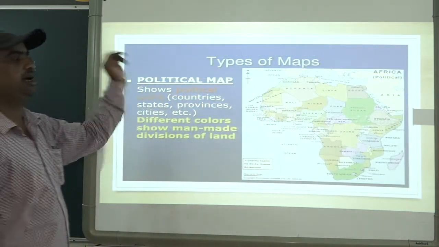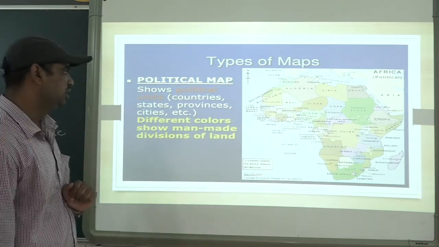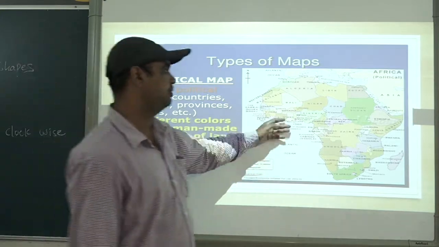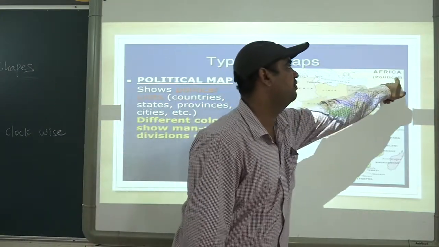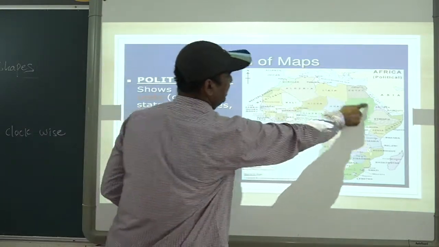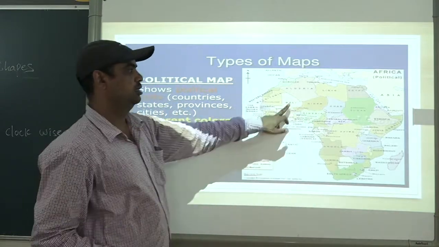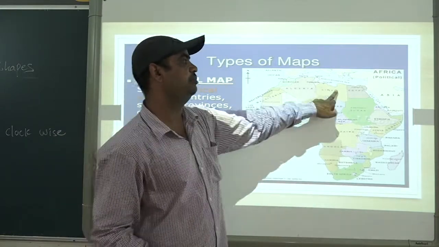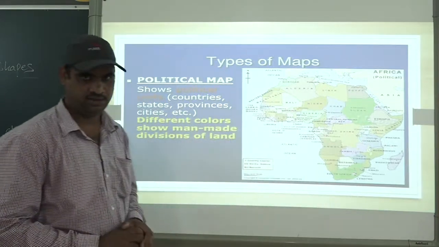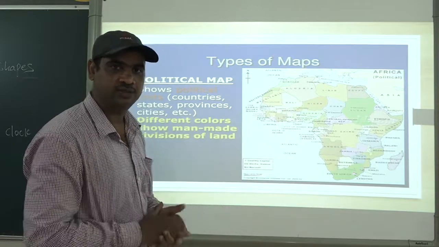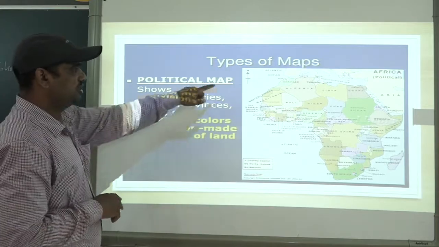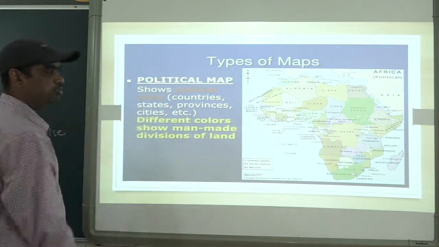Next is the political map. In a political map, what is shown? Countries. For example, this map. It is a map of Africa. That is a political map. How is it shown? These are the different countries: Mali, Algeria, Libya, Egypt. These are all countries. And this is a map of a continent. Which continent? Africa.